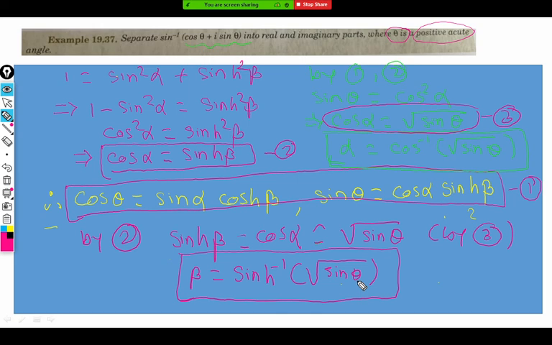So the final answer, real and imaginary parts. This is the real part. Real part alpha is cos inverse of root sine theta, and imaginary part is sine h inverse of root sine theta. And this also can be written as log of root sine theta plus square root of 1 plus sine theta. That is also correct. Whatever answer you want, you can keep it, because sine h inverse x is log of x plus root of x square plus 1. We have seen that formula. Any doubt?